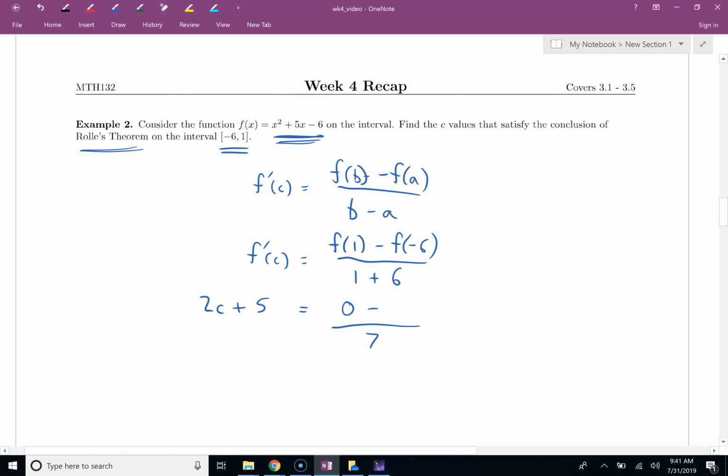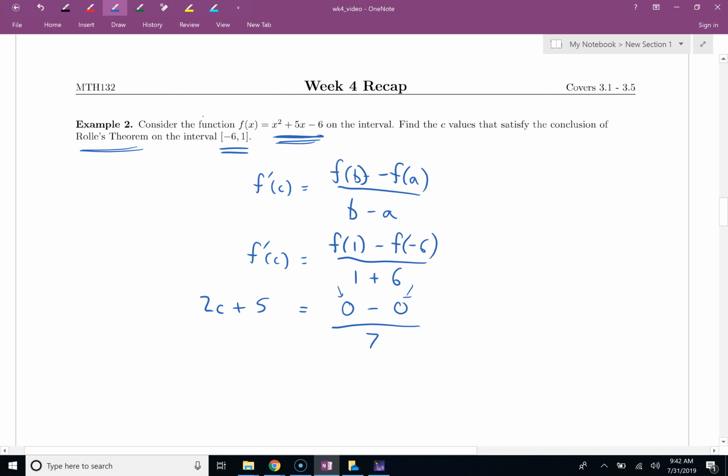If I plug in -6, well, -6 squared is going to be positive 36. -6 times 5 is going to be -30. And then minus 6. So 36 minus 30 minus 6 is going to be 0. And you can see, again, Rolle's theorem requires that these two values are actually the exact same. In this case, they happen to both be 0, but they could both be 5, they could both be 4, they could both be negative 100 pi. It could be any of these things.